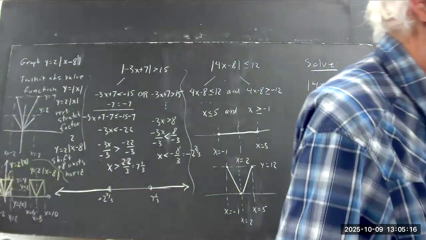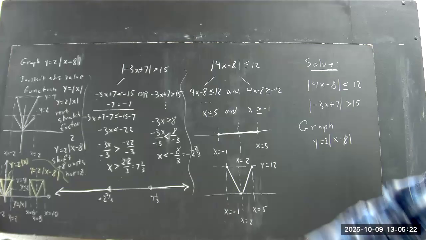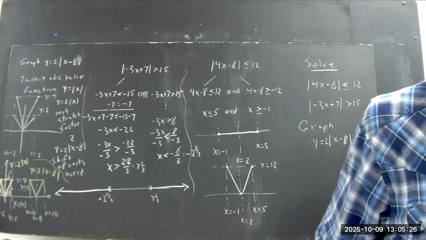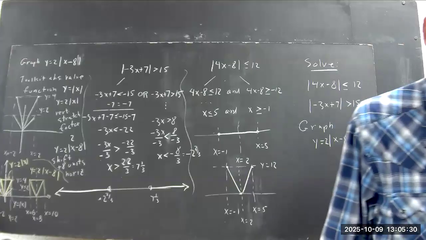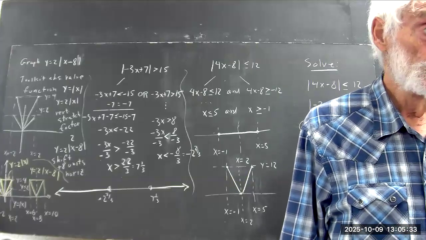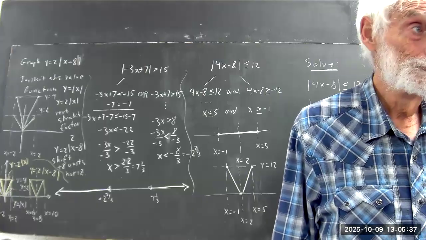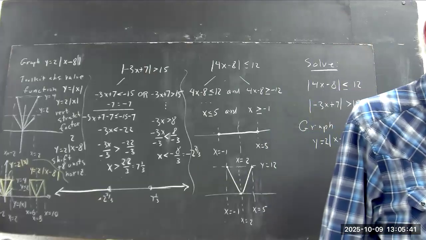If we did y equals 2 absolute value of x plus 8 minus 4, we'd have to take the thing 4 units down. Okay, so that's the use of transformations, and we got to keep using them. You really need to understand it, as you're going to find out early next week when we do it with quadratic functions.